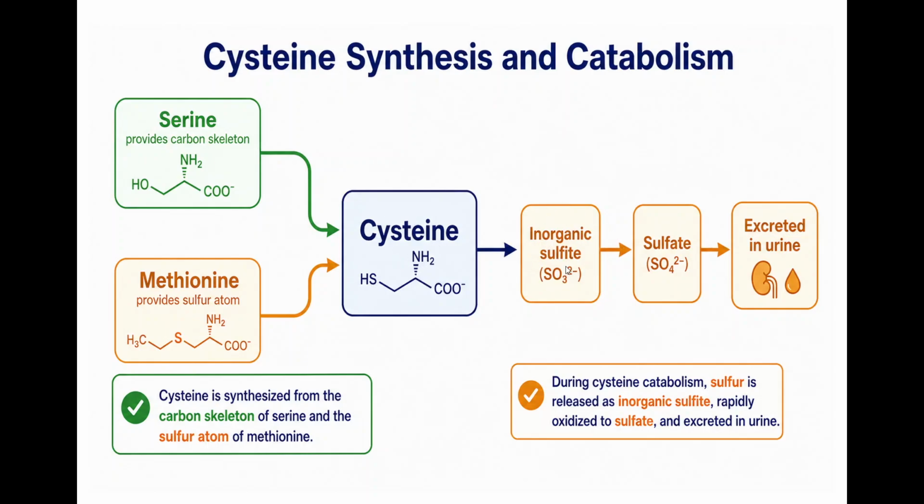It will generate inorganic sulfide, which will form sulfate, which will be excreted in the urine. We get sulfate because methionine and cysteine are the only two sulfur-containing amino acids. So their metabolism will eventually produce sulfate, which is excreted in the urine. This is the only amino acid that will produce sulfate.